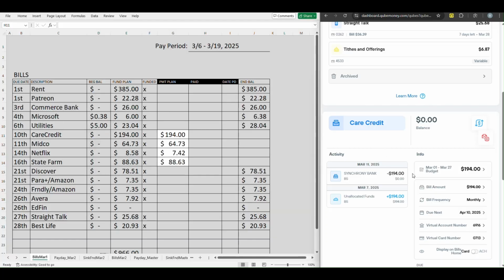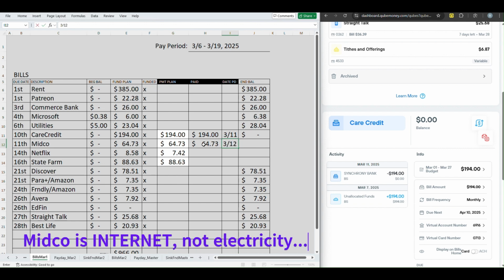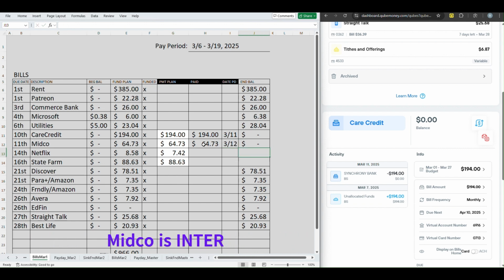Alright, starting with the bills from last pay period, I want to take a look first at Care Credit and add the amount that was paid out of the Care Credit envelope or the Care Credit cube and the date. So we had that at $194 even, and it was paid on the 11th of March. And next we have Midco, which is electricity, and that was paid on the 12th of March.